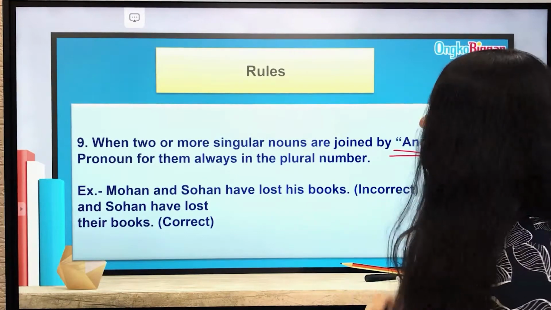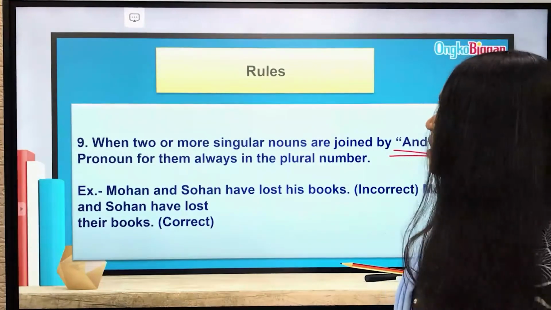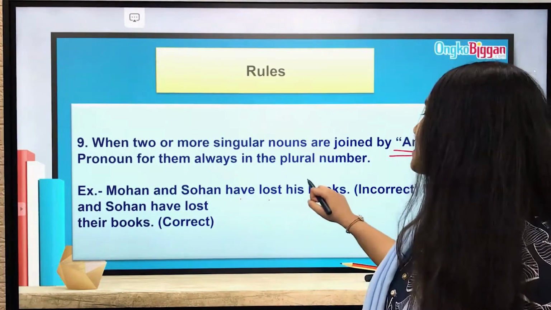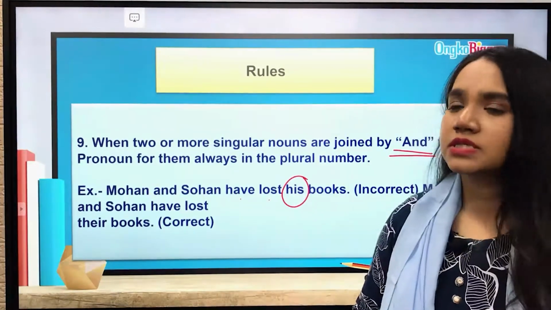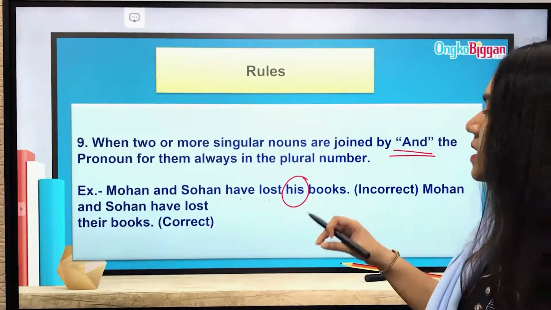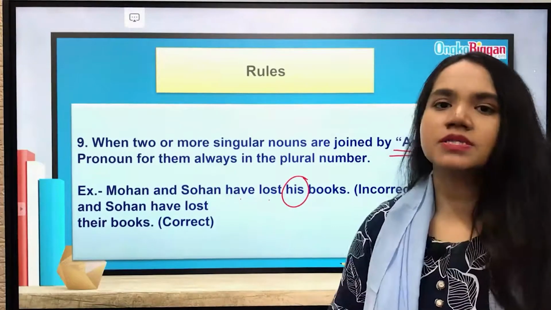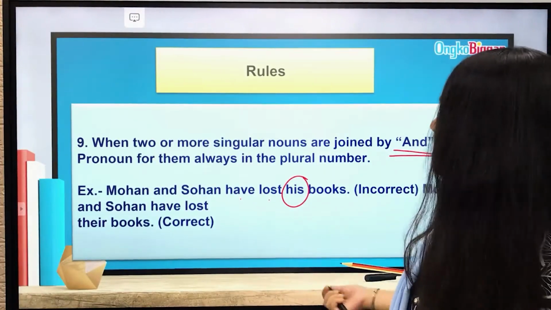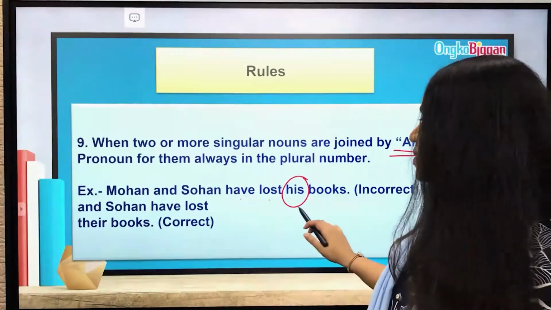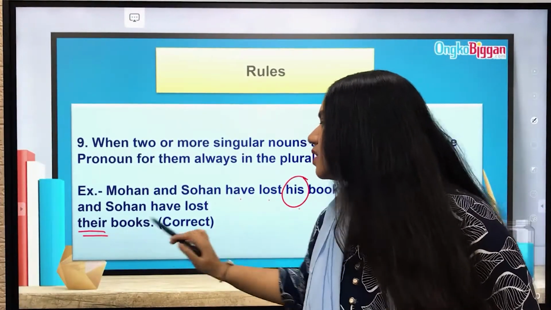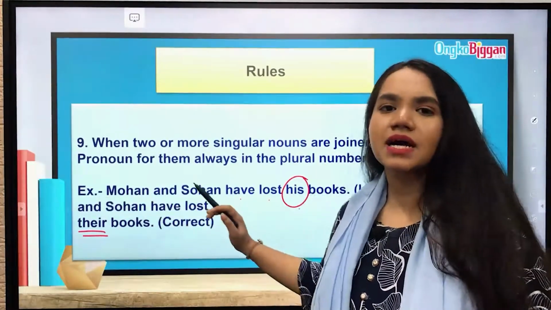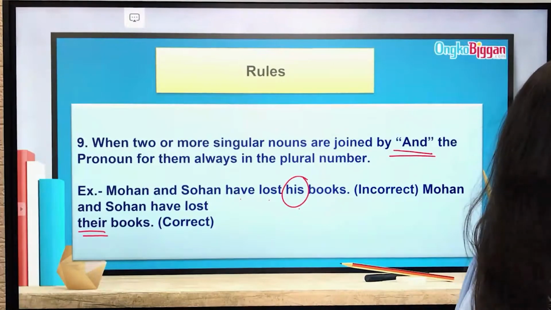So in this case, this is definitely incorrect because of this particular thing that I have said, have lost, and then I have said his books. Whose books? Did they lose Mohan's books or did they lose Sohan's books? If I had written Mohan and Sohan have lost Mohan's books, then it would be correct. But in this case, I want to say that Mohan and Sohan have lost both of their books. So I'll be using the word their instead of his, because we have the word and here, and this makes it a plural noun collectively.